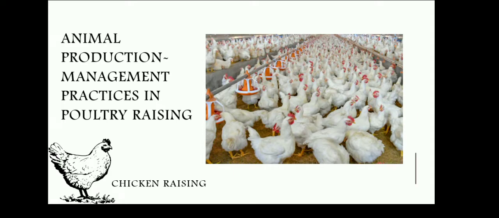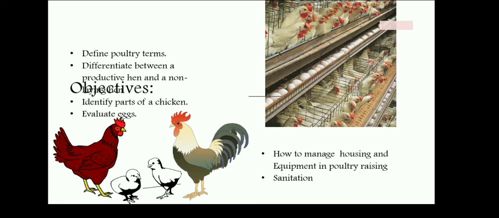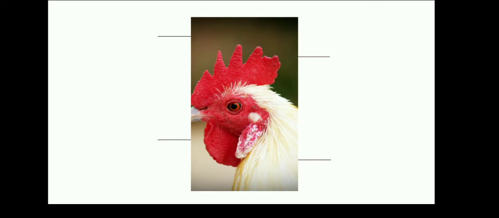So before we start the discussion, let's read first our objectives. Our objectives are: define poultry terms, differentiate between a productive hen and a non-laying hen, identify parts of a chicken, evaluate eggs. Next is how to manage housing and equipment in poultry raising, and lastly is sanitation. So now let's start my topic.